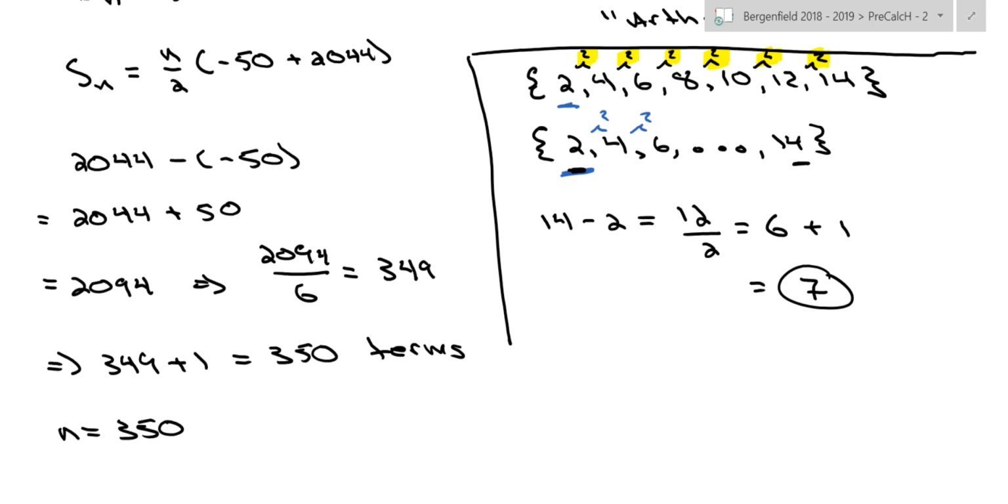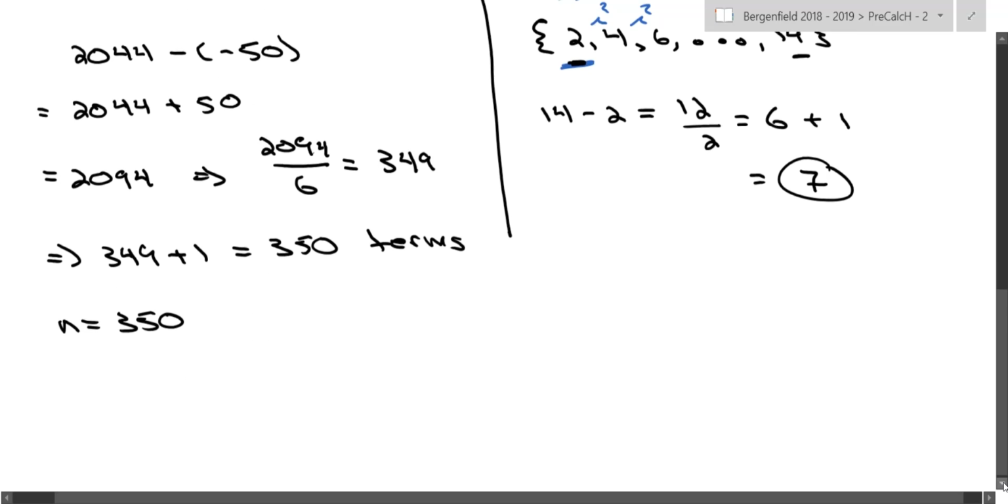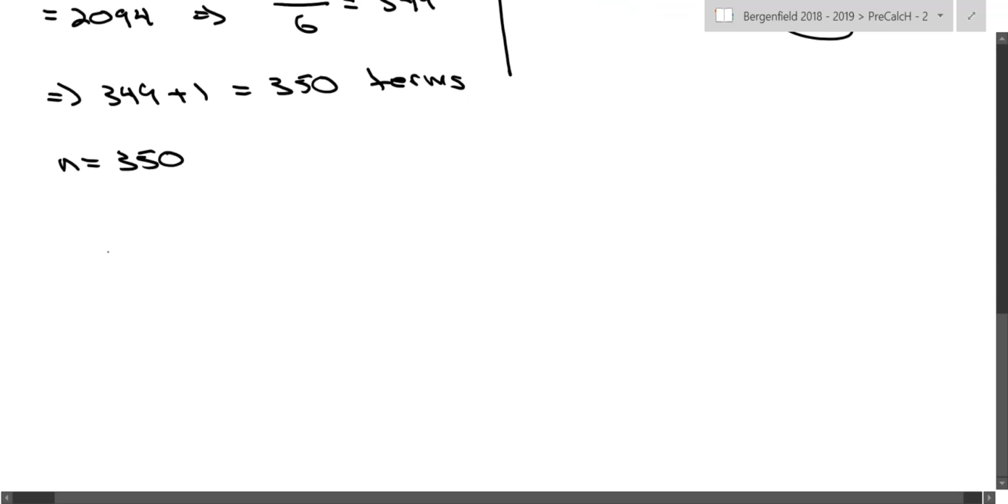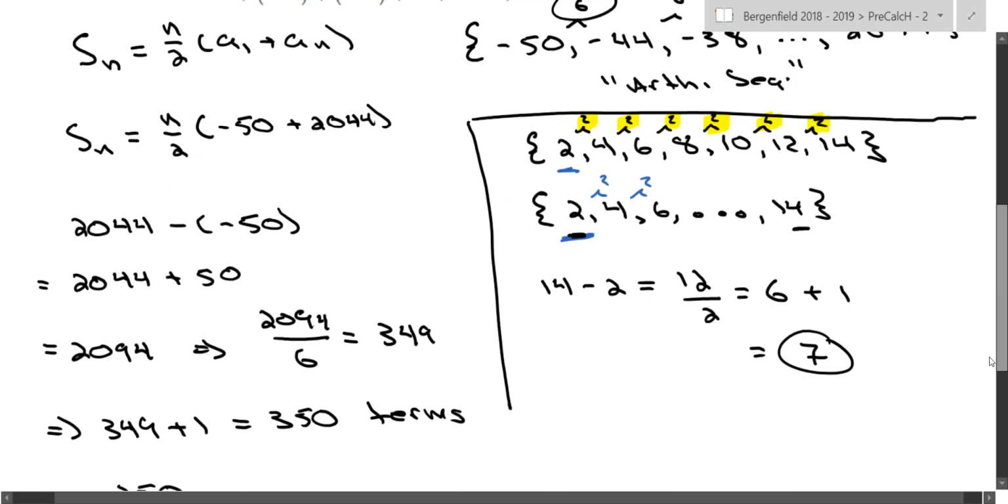Okay, that was a bit. So use your assignments and practice these as much as you can. And let's go ahead and finish this problem. So n is 350, divided by 2, times the first term plus the last term. I think it was 2044, is that right? Yeah, 2044.